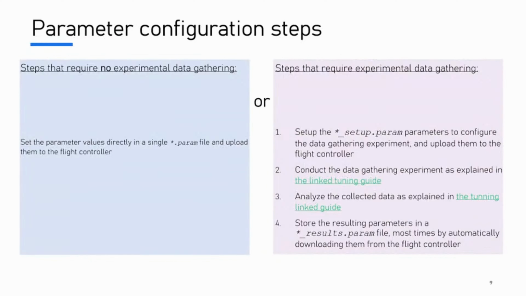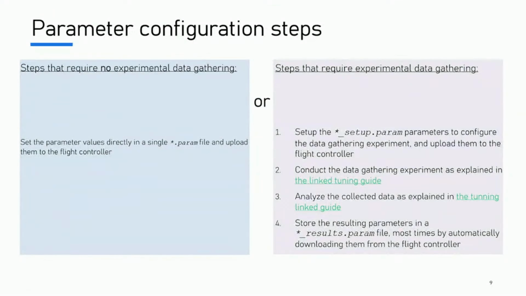How are the configuration steps structured? There are two kinds of configuration steps. Simple ones that don't require experimental data gathering are just one configuration step. You configure your GPS and you're done. That's an example. And there are others that require experimental data gathering, so they're divided into at least two steps.